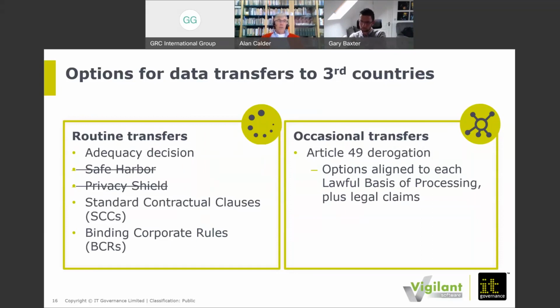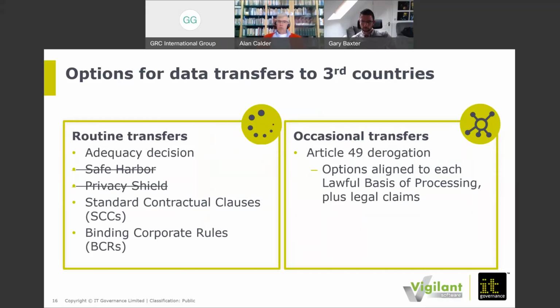Your options for data transfers to third countries are an adequacy decision. We've talked about those. Safe Harbor or Privacy Shield, where the US was concerned. Both of those have been struck down. And while the European Union and the US are apparently in discussion about a replacement for Privacy Shield, it's not clear what that might look like. And then there are SCCs, standard contractual clauses, and binding corporate rules, or BCRs.